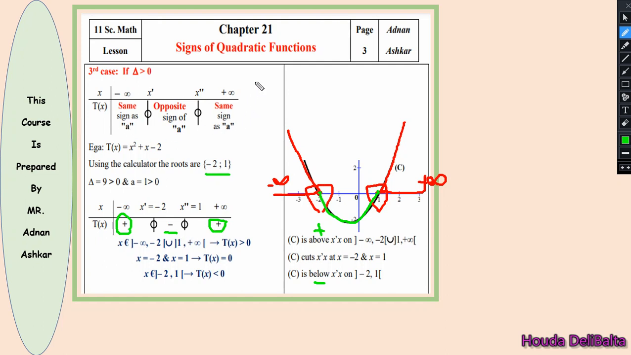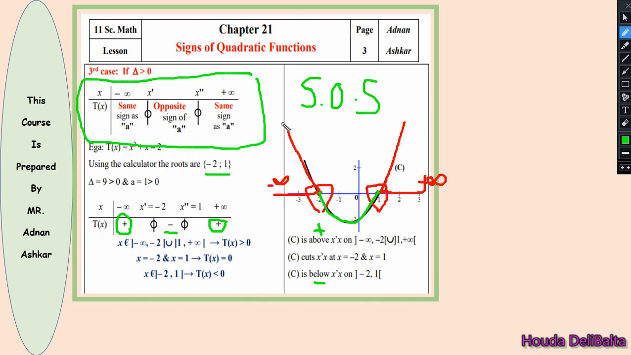Let's go back to the rule here. The rule says, if delta is positive, we have to look at the sign of a, and here the sign of a is positive because a is 1. So if delta is positive, we find the roots using the calculator. We put the roots on the table, we put zeros in the columns holding the roots, with minus infinity and plus infinity at the ends. Same, opposite, same. This is the secret word that you are going to memorize. S-O-S. Same, opposite, same.